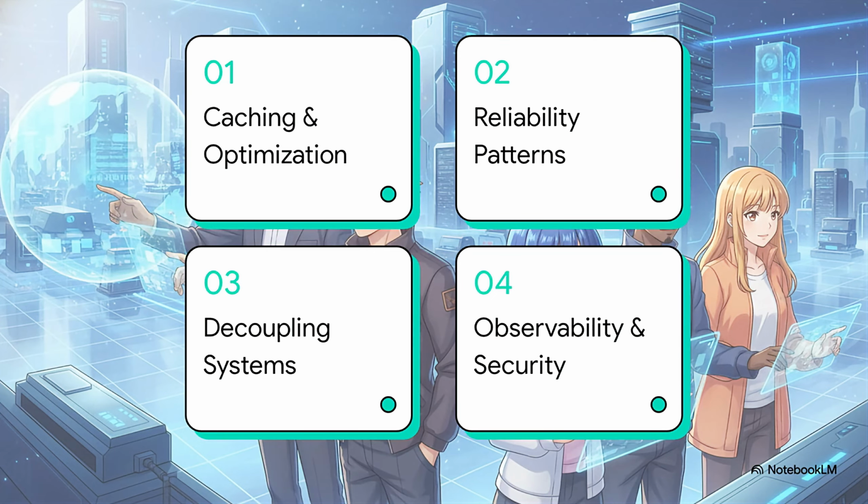So let's quickly lock in our roadmap for the next 10 minutes. We're moving systematically from saving your database from meltdowns to building fault-tolerant architectures, decoupling your services, and finally, completely locking down and securing your entire infrastructure. Let's get right into it.